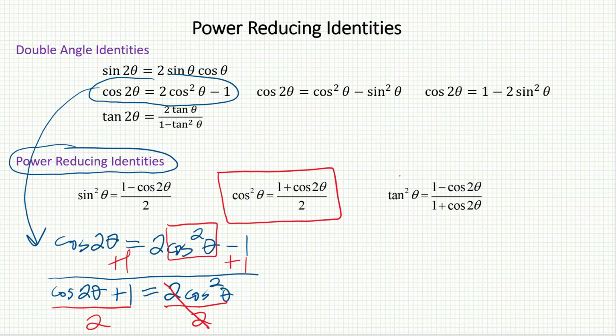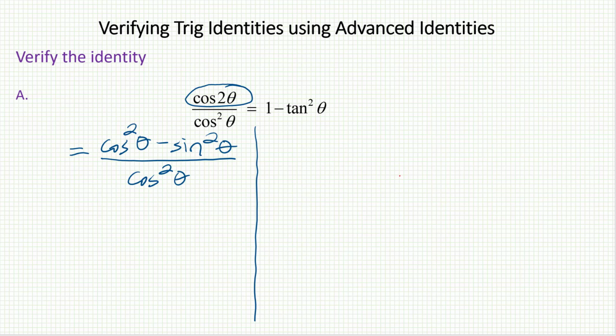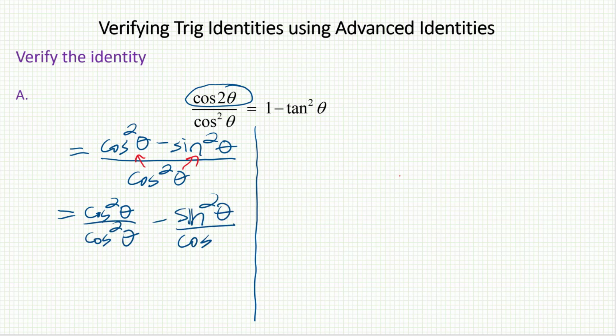I'll replace cosine 2 theta with cosine squared theta minus sine squared theta. Okay, we've used our double angle identity. And then since I do just have a single term down here at the bottom, I think I will distribute this into each part. So I will have cosine squared theta over cosine squared theta and sine squared theta over cosine squared theta. And then I think we're done. Here's that 1 that we knew we wanted to make, and sine squared over cosine squared is just tangent squared. And we have it. It's an exact match.